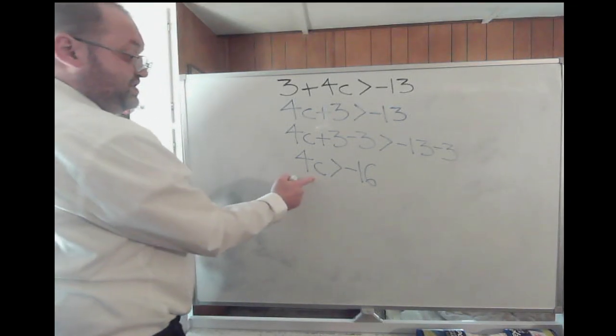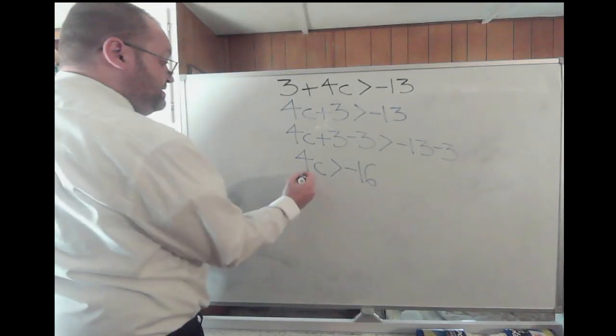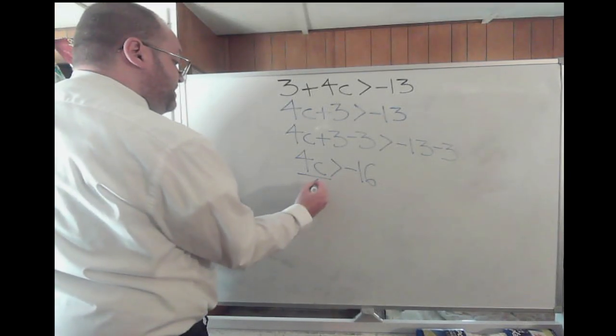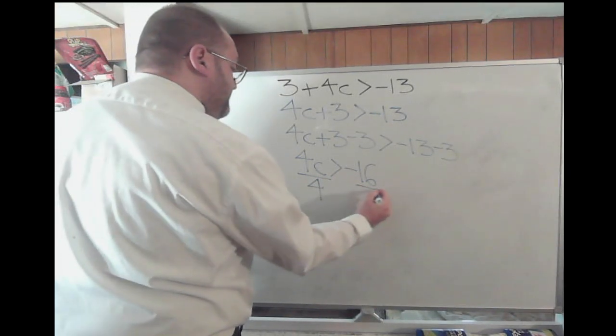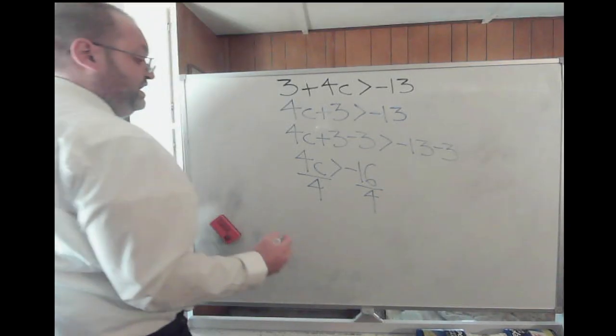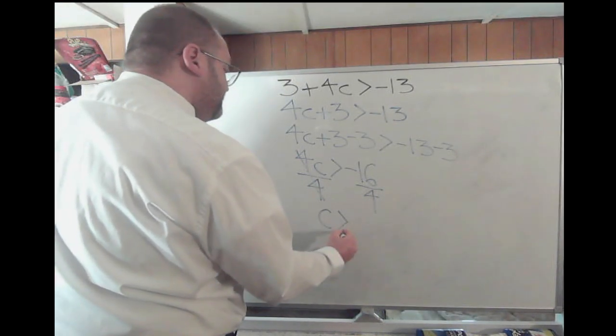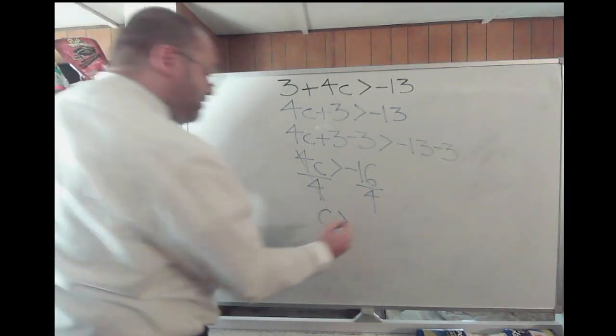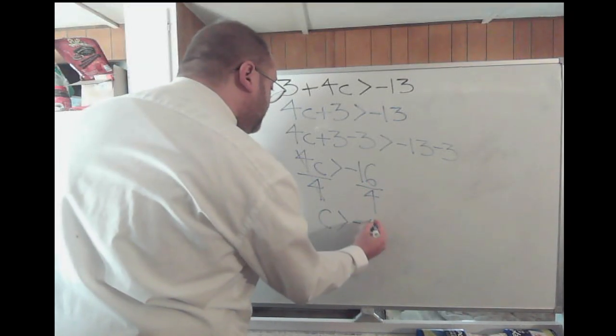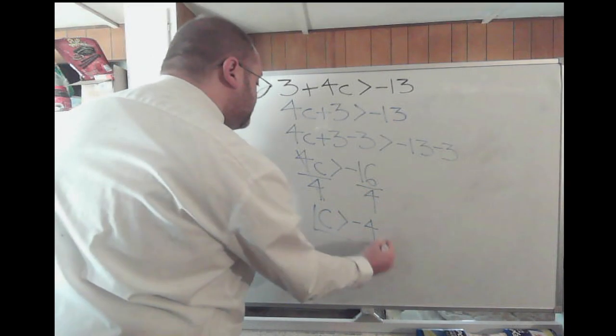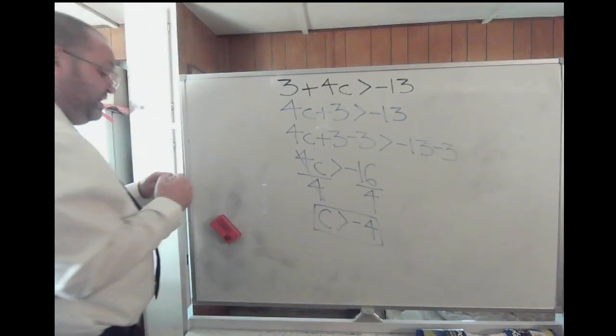Well, we have 4c. We want to solve for just c. So you'll divide both sides by 4. On the left, the 4's will cancel out. You just have c is greater than negative 16 divided by 4. That's going to be negative 4. So the answer you would get is c is greater than negative 4.